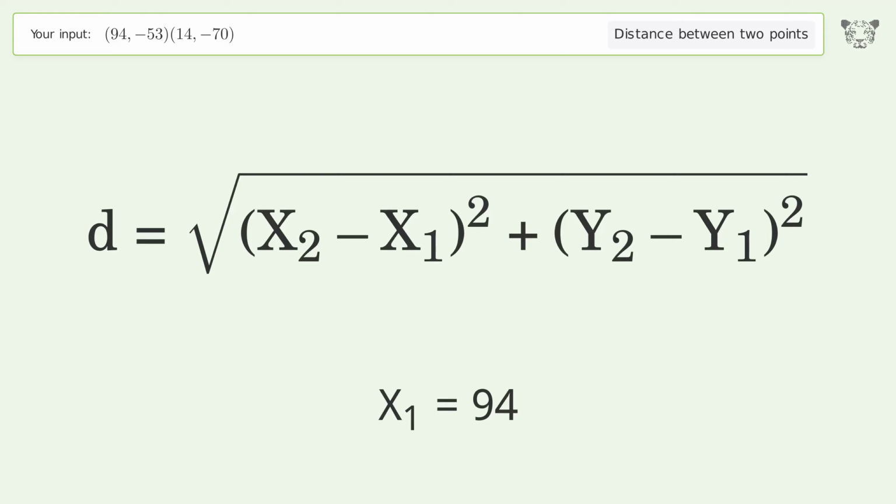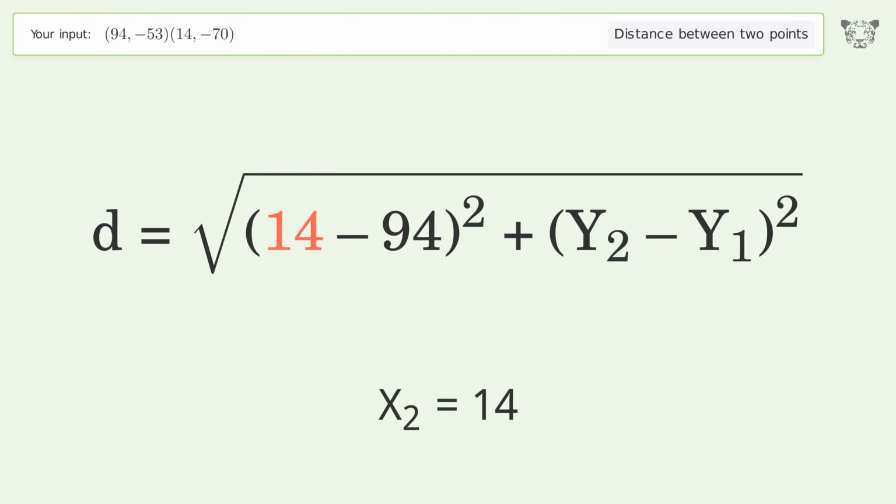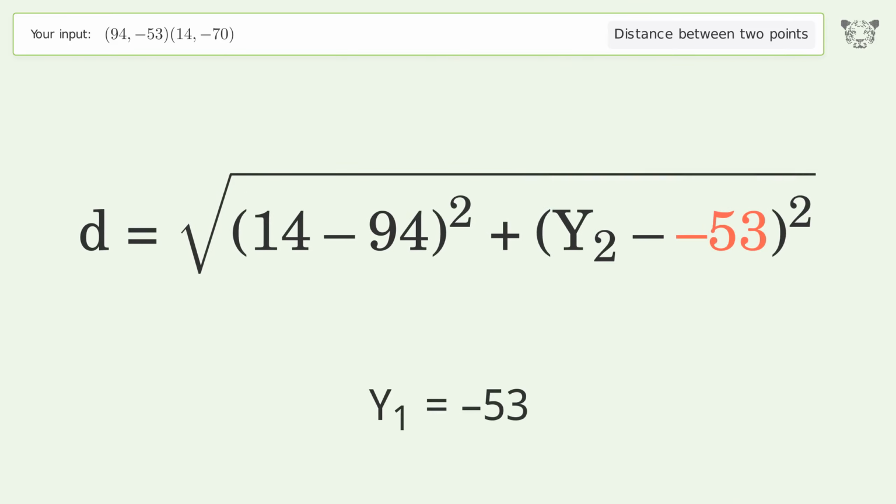x1 equals 94. x2 equals 14. y1 equals negative 53. y2 equals negative 70.